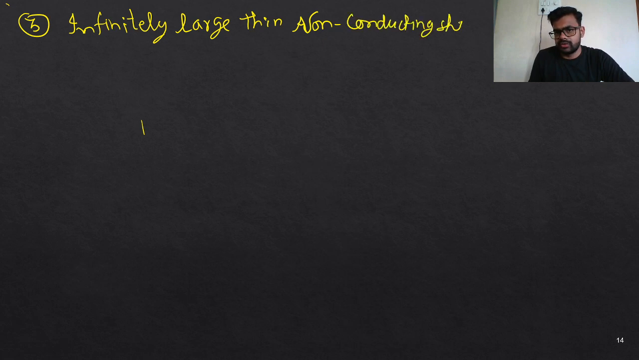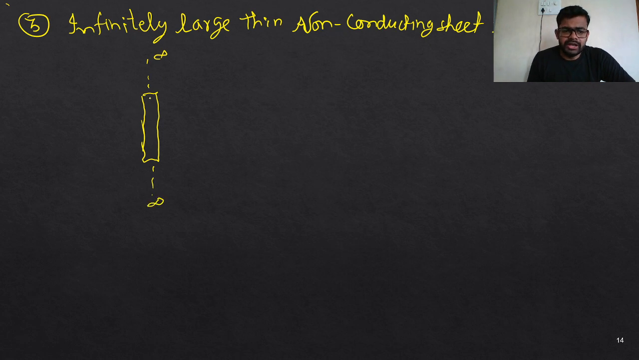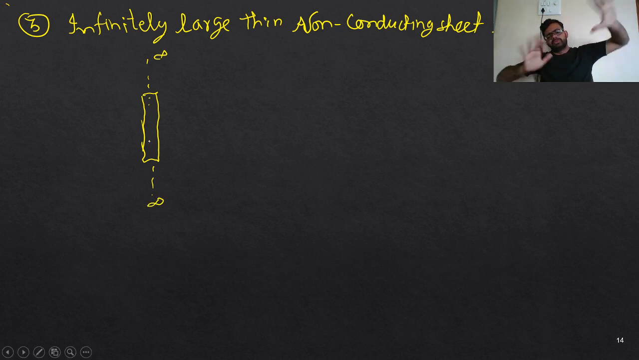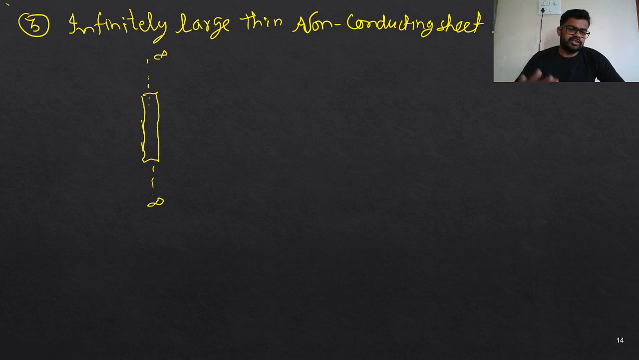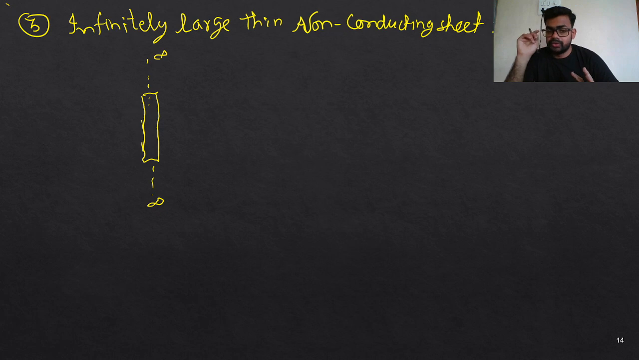Non-conducting sheet. Sheet means what? Plate, we can say. So it is non-conducting. So you know the property of a non-conducting sheet. Let's say this is a sheet, infinitely large. A non-conducting sheet has a charge distribution. Let's say there is a uniform charge distribution over the entire area, and its charge density is sigma. Sigma means charge per unit area. So sigma is charge density.